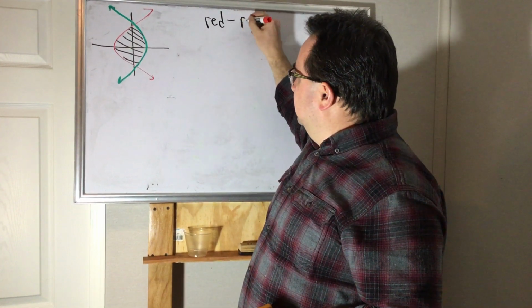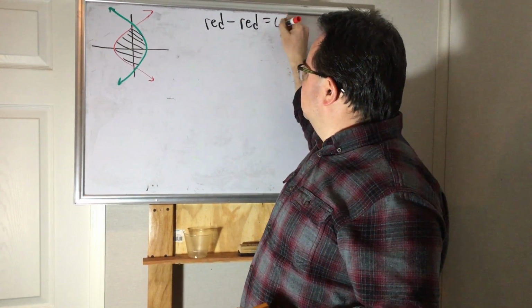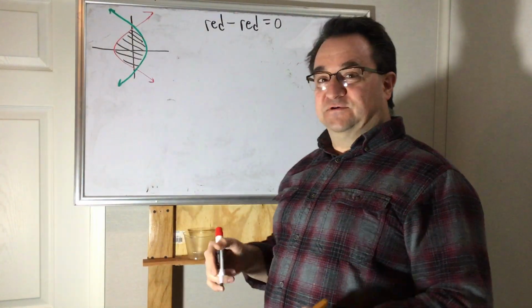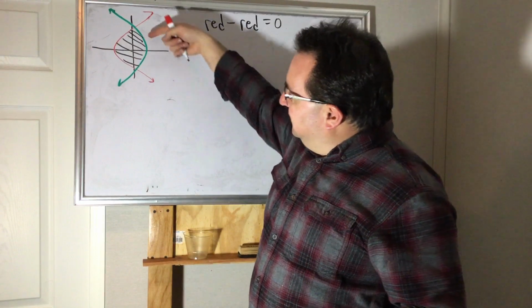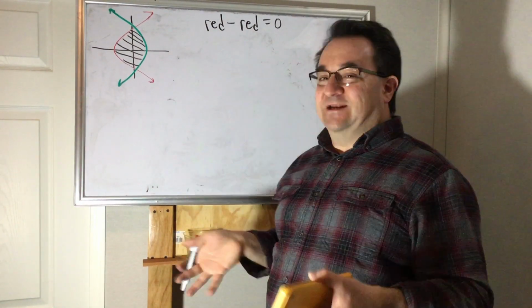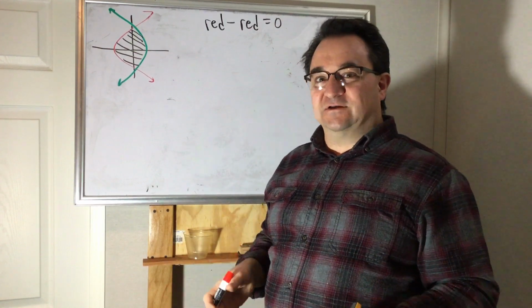So I don't care what it is. If you take something away from itself, it's going to zero out. Whatever the function is, anything minus itself is going to be 0. If I get over to the green, green minus green is going to be 0. So we absolutely cannot do this problem from a dx perspective.